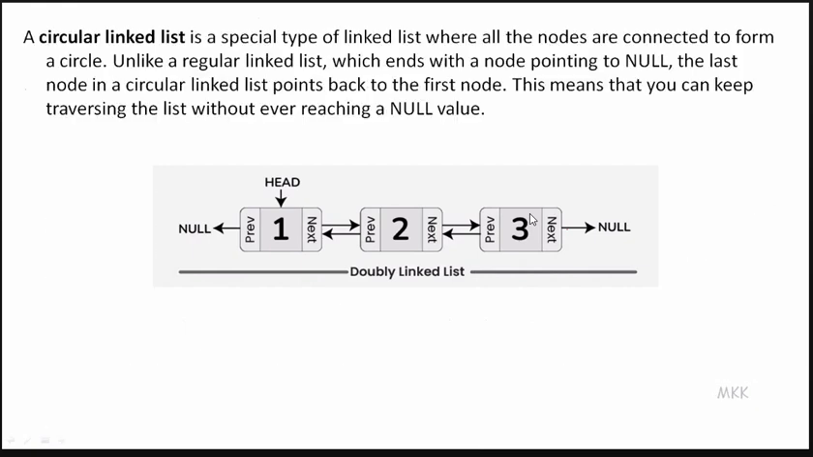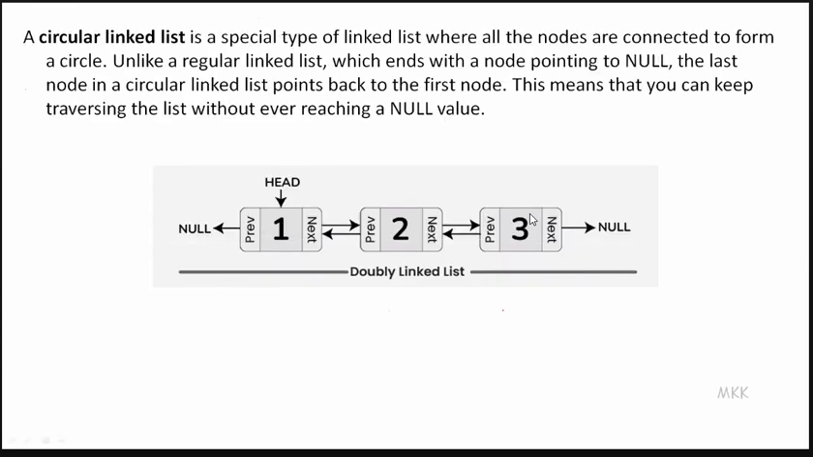Next, coming to the circular linked list. A circular linked list is a special type of linked list where all the nodes are connected to form a circle. Unlike a regular linked list, which ends with a node pointing to null, the last node in a circular linked list points back to the first node. This means that you can keep traversing the list without ever reaching a null value. Of course, the figure here is of a double linked list; by mistake, I placed the same thing. Actually, the circular linked list will contain the address of the first node, so the reference always contains the first node's address, so that it will be in a circular form. In such a way, the circular linked list will work.